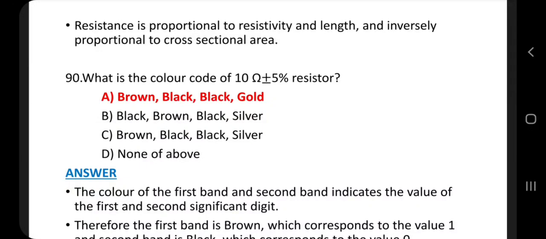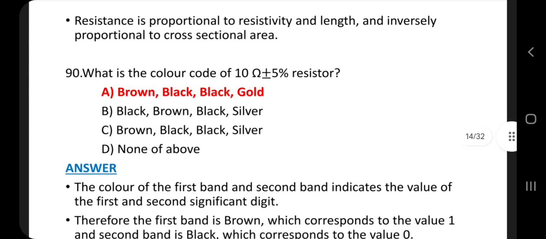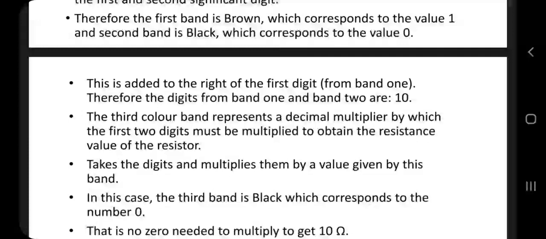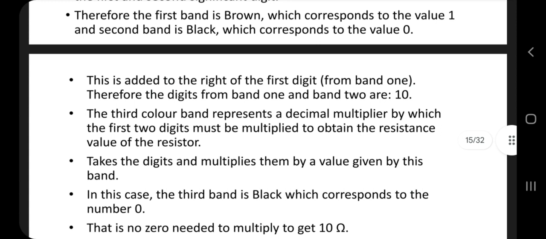Question number 90. What is the color code of a 10 ohm plus or minus 5 percent resistor? Answer is option A, brown, black, black, gold. The color of the first band and second band indicate the value of the first and second significant digit. The first band is brown, which corresponds to value 1, and the second band is black, which corresponds to the value 0. This is added to the right of the first digit from band 1. Therefore, the digits from band 1 and band 2 are 1, 0.